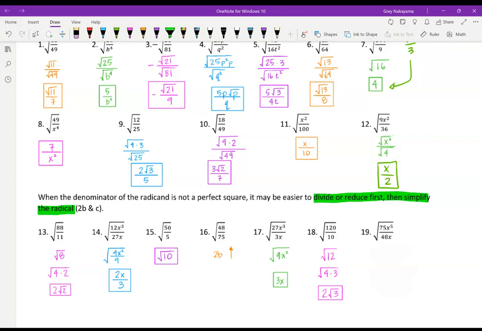Number 19 has that common 3 that we've talked about. If I take a 3 out of both of them and simplify my x's, then I'm going to get 25x to the 4th over 16, all underneath that radical. And then I just take the square root of each of that. So that's going to be 5x squared over 4.